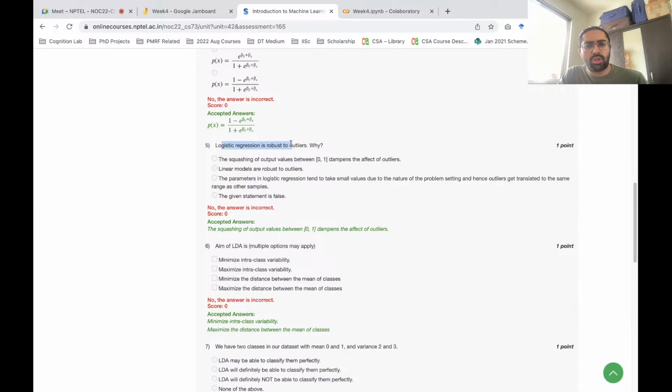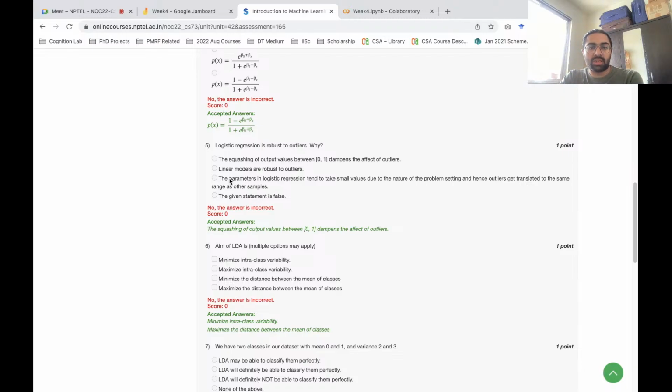Logistic regression is robust to outliers, and the reason is that your smashing of output values between 0 and 1 dampens the effects of outliers, right? Linear models are robust to outliers. This is wrong, right? Because when you take something like MSE, the mean square error, if something is an outlier, the error for that particular prediction will be very high, and therefore that will start dominating the mean square error term, right?